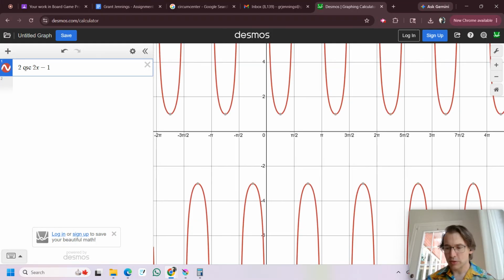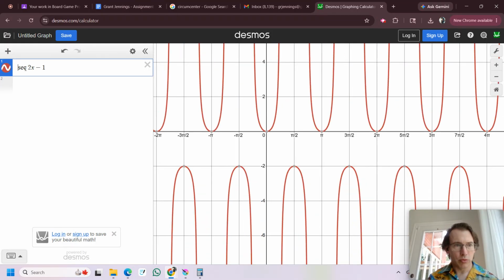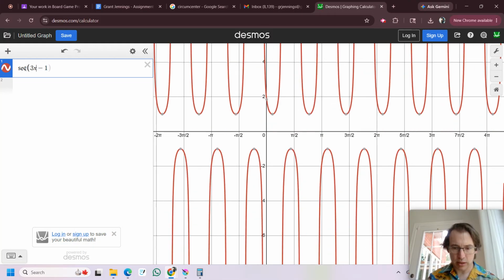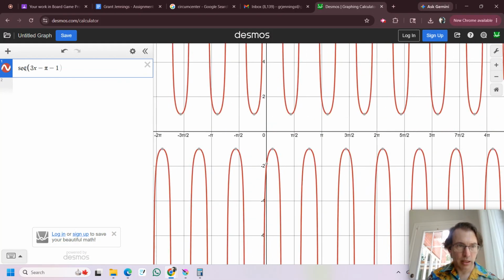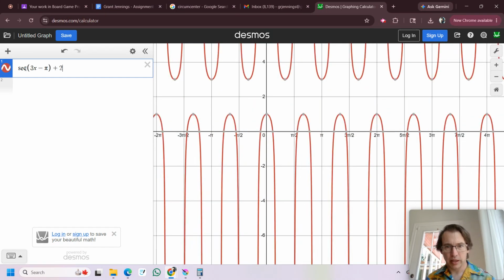We're going to change this to secant. And we aren't 2, we're just secant 3. We put this in brackets because we were 3x minus pi plus 2. I think that's what we had, right?